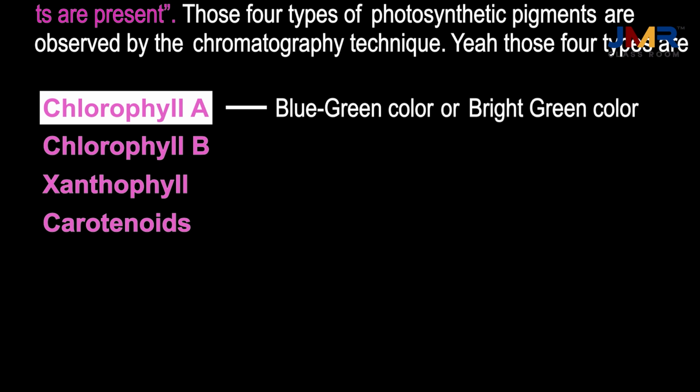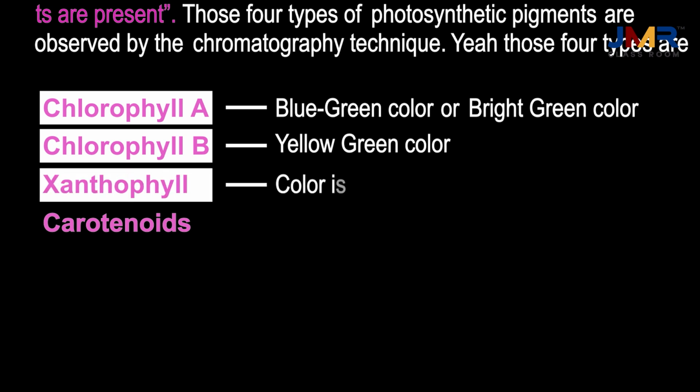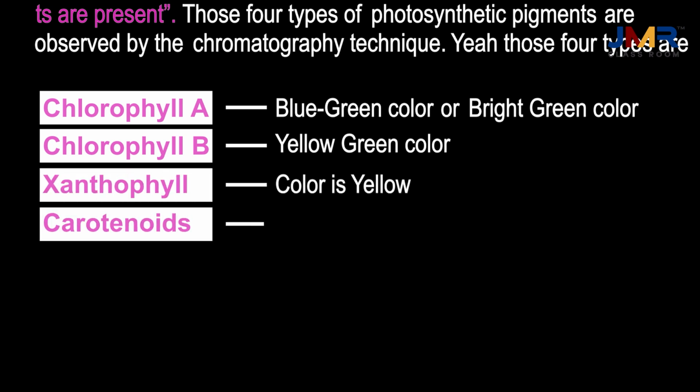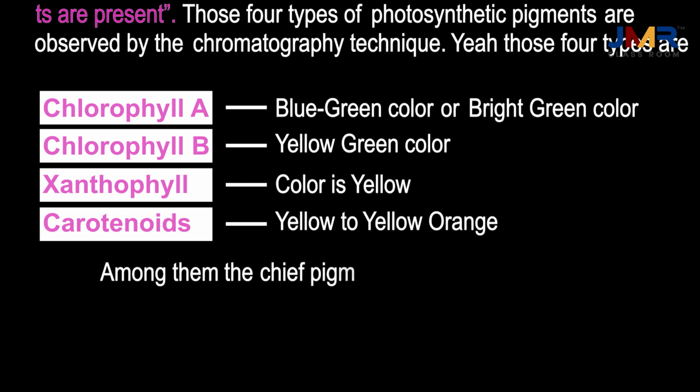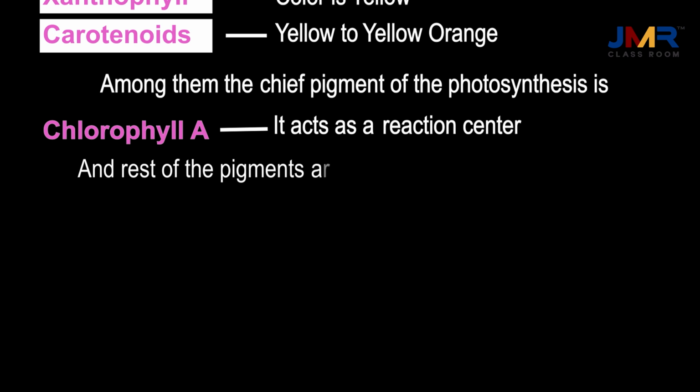Chlorophyll A, color blue-green or bright green. Chlorophyll B, color is yellow-green. Xanthophyll color is yellow. Carotenoids, yellow to yellow-orange. Among them, the chief pigment of photosynthesis is chlorophyll A. It acts as a reaction center. Previous NEET bit also. And the rest of the pigments are called accessory pigments.